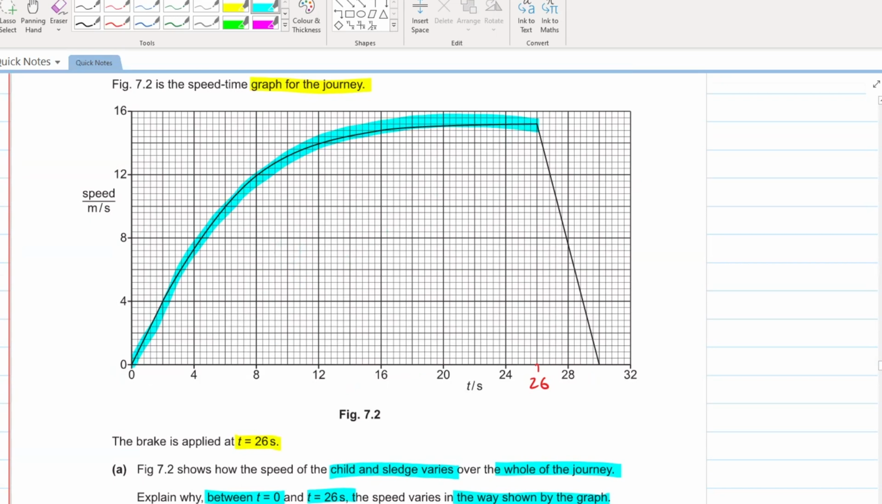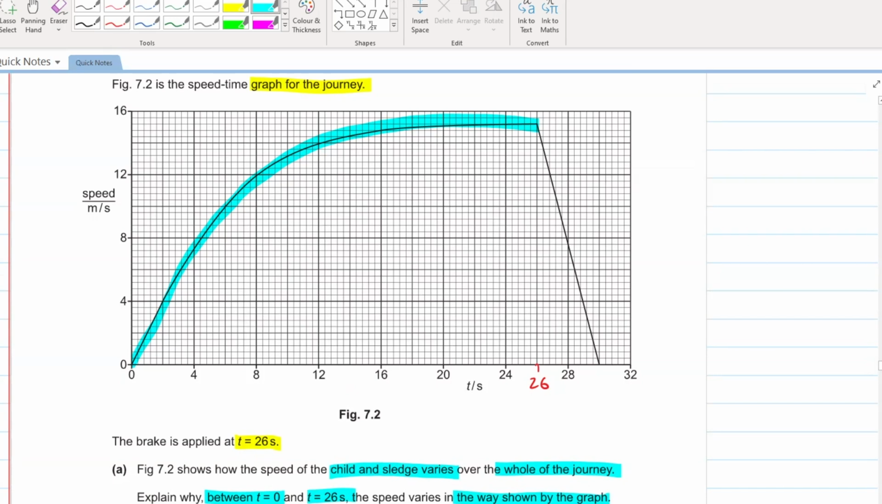Whenever you have a velocity time graph of this shape, what will you say? You will realize that this is a terminal velocity graph. Yes, you can say decreasing acceleration. Why is this a decreasing acceleration graph?